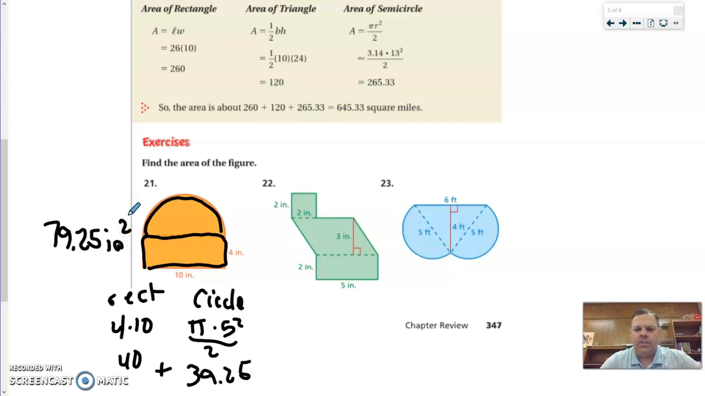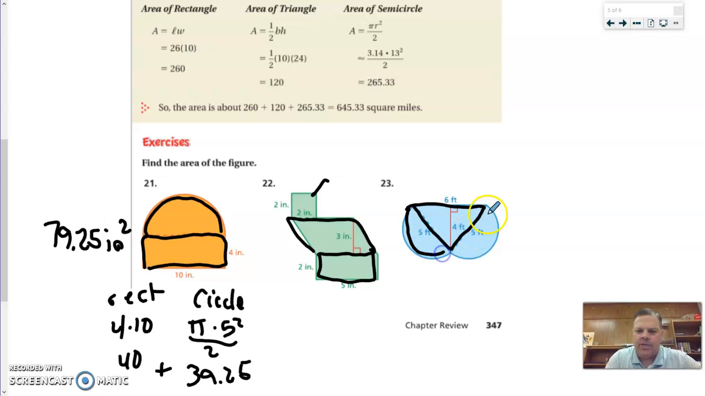I should be able to see some different shapes in the next one. I see a square right there. I see a parallelogram right here. And I see a rectangle right there. So I would find the area of each of those. Hopefully in number 23, you can see a large triangle. There's the base, there's the height, and then you can see 2 semicircles, which you can put together to form a full circle.